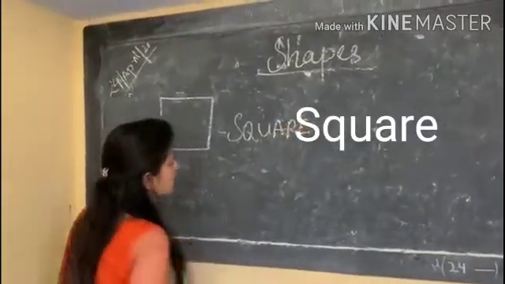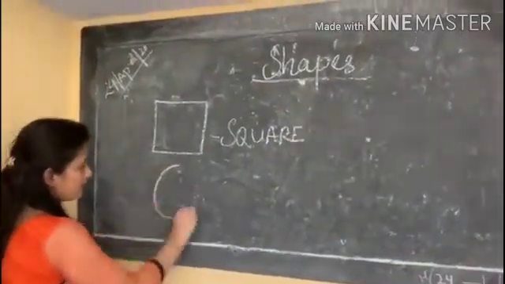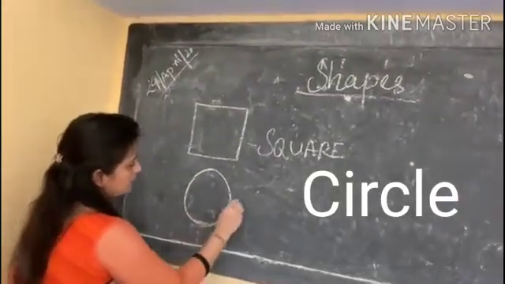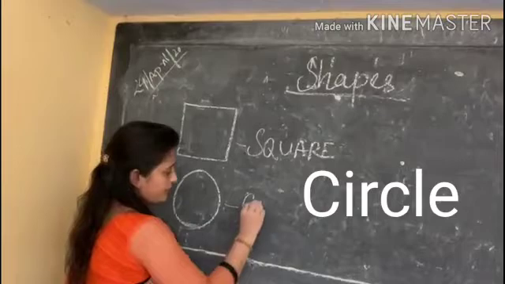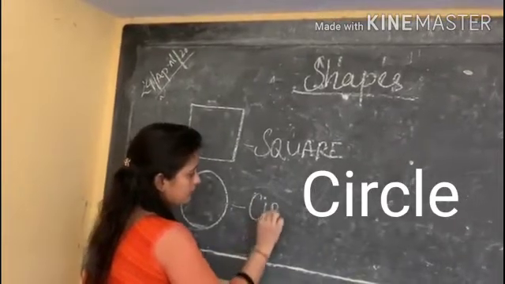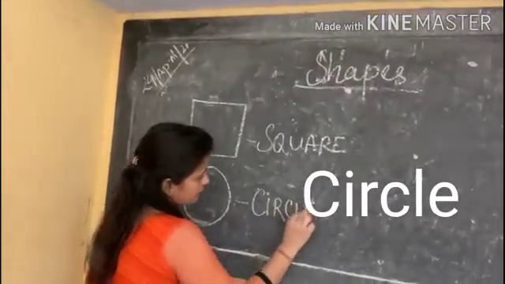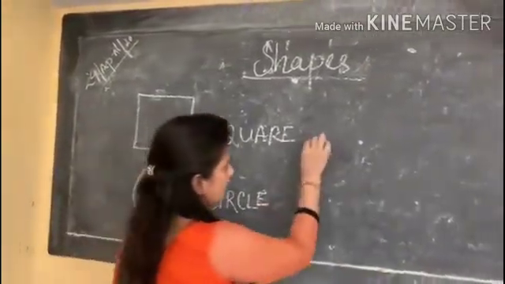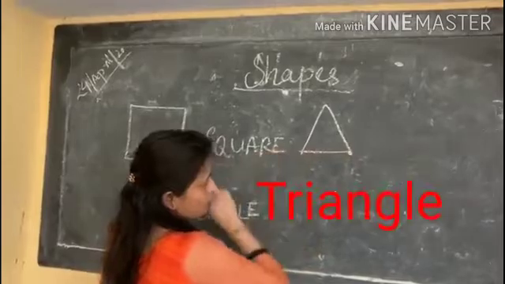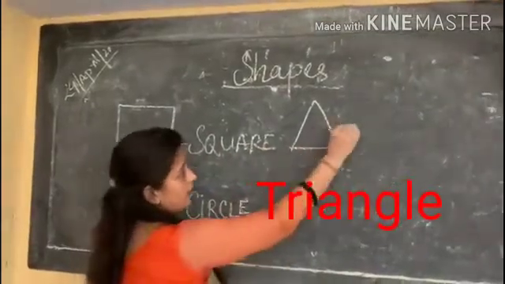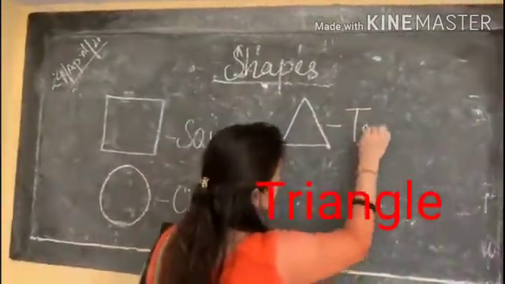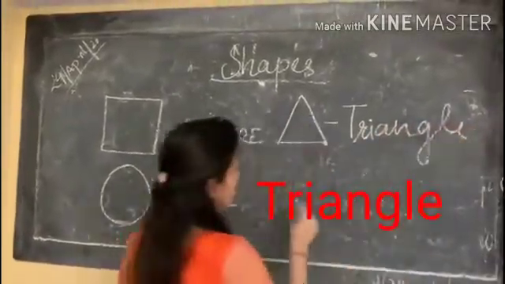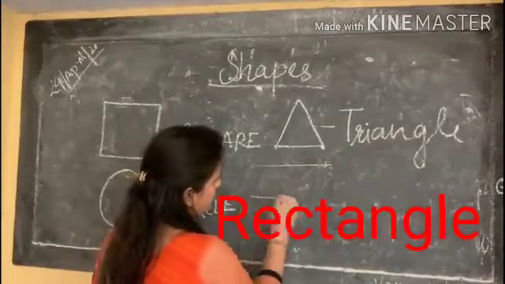Square. Which shape is this? Square. And which shape is this? Circle. Very good. Now come to next. Which shape is this? Triangle. Very good. Now come to next thing.